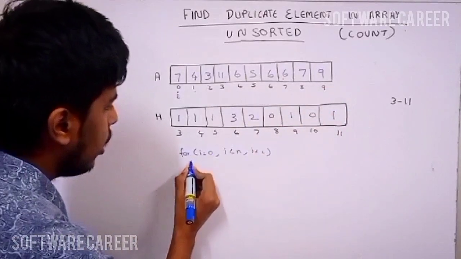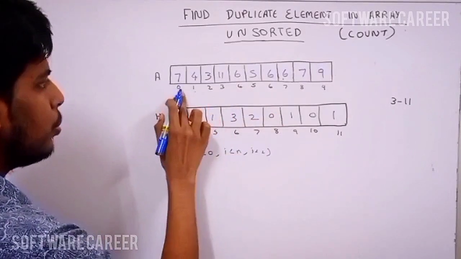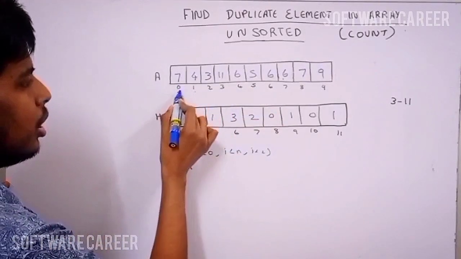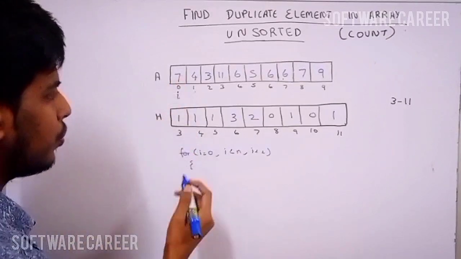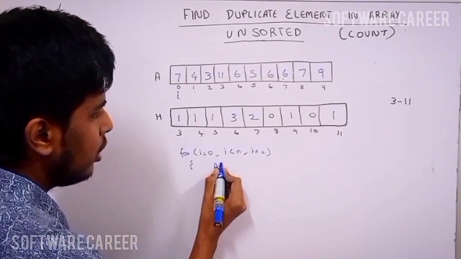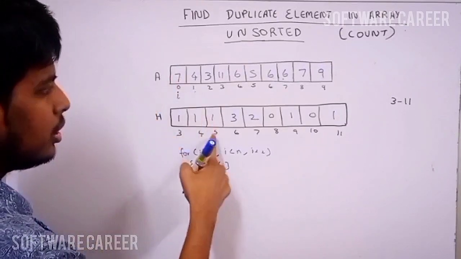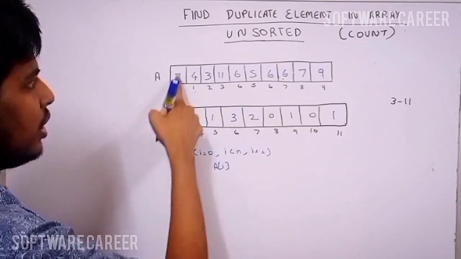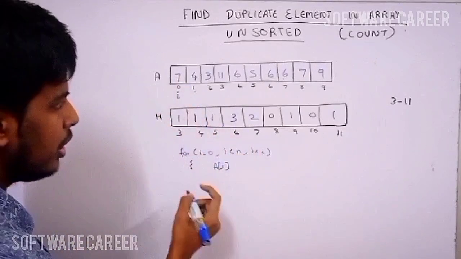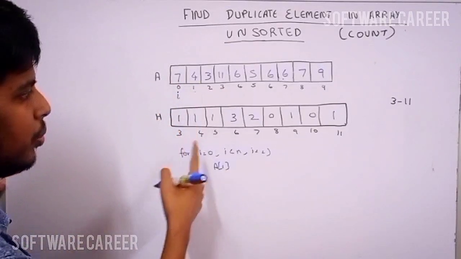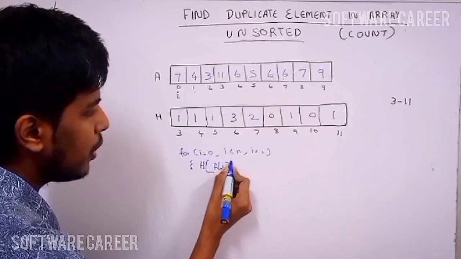Now see, while traveling, suppose i is 0, then A of 0 is 7. Now we are writing this A of i. So I am writing here A of i. That's 7. Now this 7 will be the index of the hash table. We are searching 7 as the index of the hash table. So this A of i will be the index of the hash table. So H of A of i.